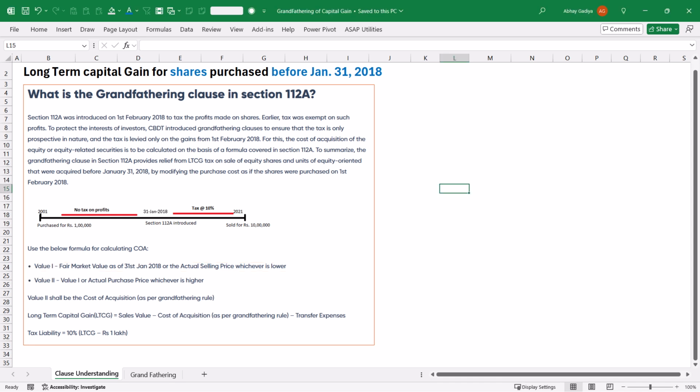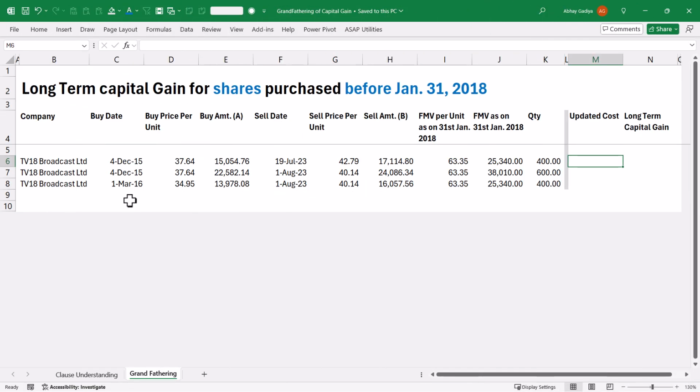So let us see with this hypothetical example how we can calculate this. Now here you can see that I have purchased the shares of TV18 Broadcast Limited. I have purchased this share on these different dates. This is the purchase price, this is the total amount, this is the actual selling date, this is the selling price and the sale amount. Now fair market value as on 31st March 2018 was this one, and this was the total value as on that particular date. So how do I get the updated cost?